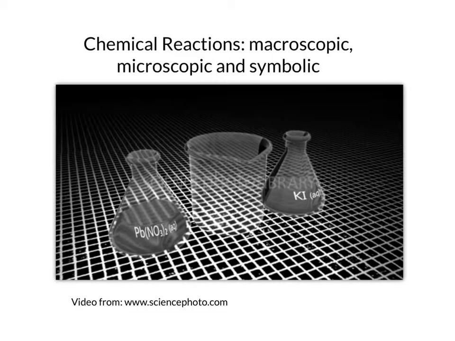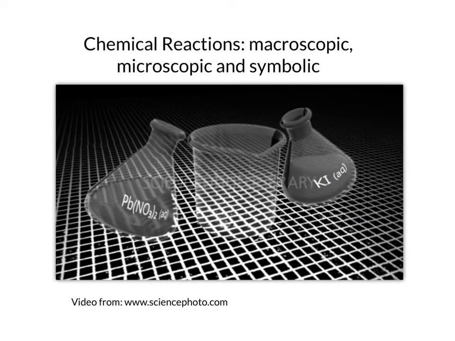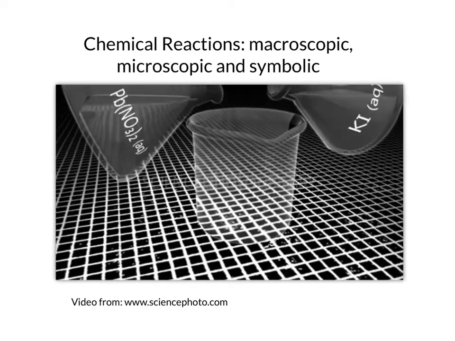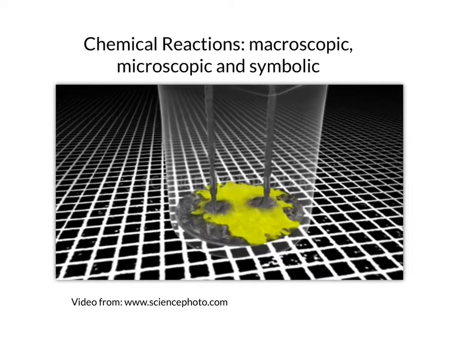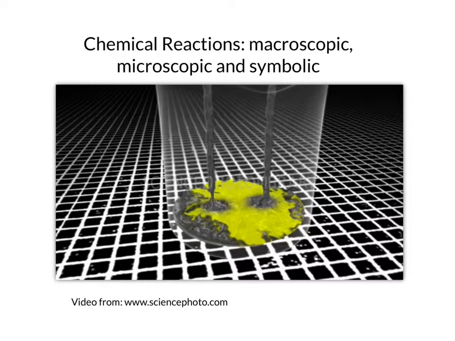Let's see what happens when we mix an aqueous solution of lead nitrate with an aqueous solution of potassium iodide. The two solutions are mixed, and we discover a yellow color change and a yellow solid being produced. Our macroscopic observations are that there is a color change and a solid is produced.